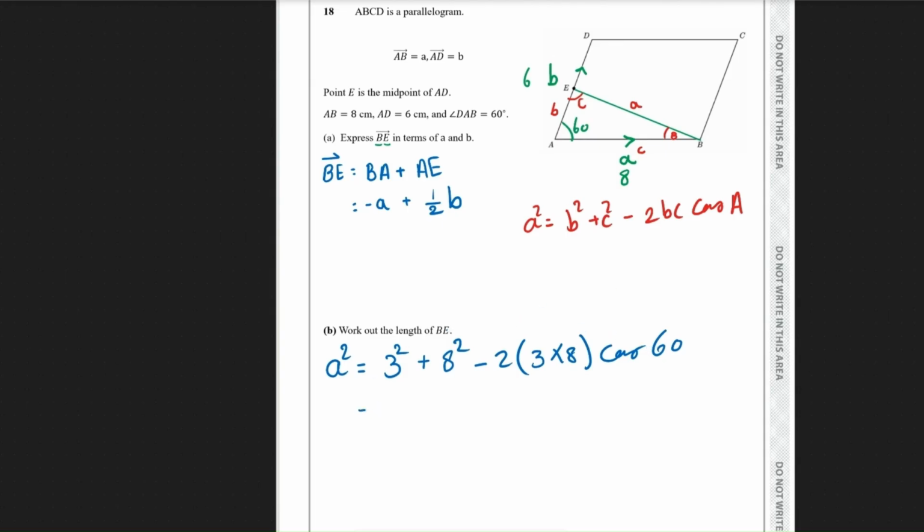So now let's try to simplify it. 3 power 2 is 9, plus 64, minus 2 times 24. It's much better to take it step by step so you do not miss any calculation here. Cos 60 is half. So now we can cancel down 24 divided by half. 2 divided by 2 is 1. 24 divided by 2 is 12. So it became here 9 plus 64 became 73. Take away 2 times 12 is 24.